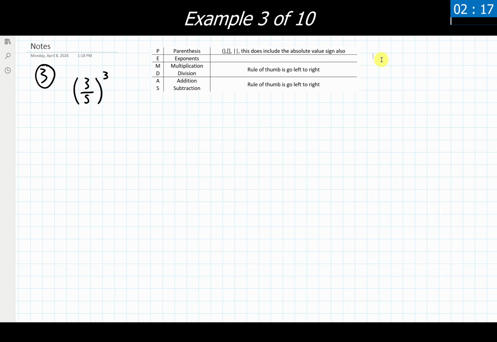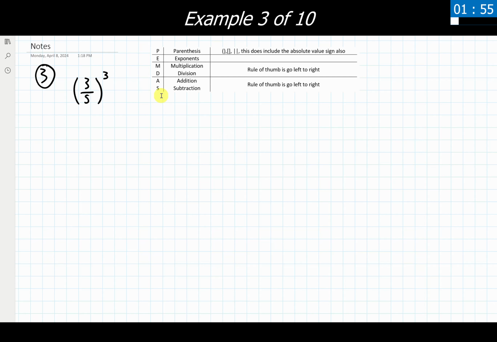Looking at our official third example, we have the quantity 3 over 5 being raised to the third power. Now I'm going to go through and show two ways that you could write this out for yourself. I do not care if you're in my class which way you would like to write this out for yourself. Whichever is easiest for you, you're welcome to use.